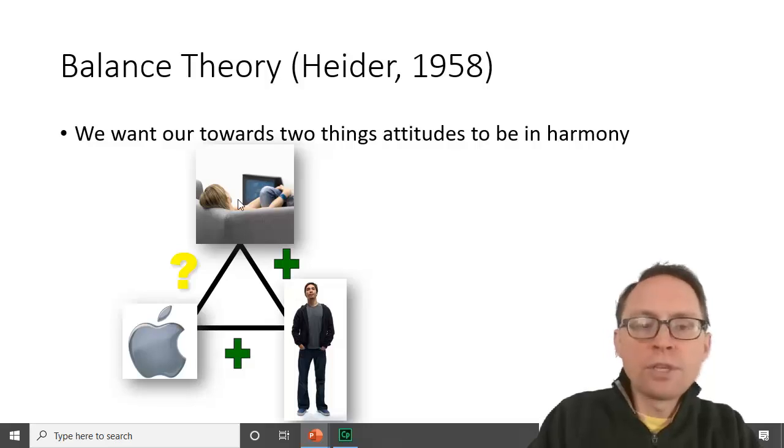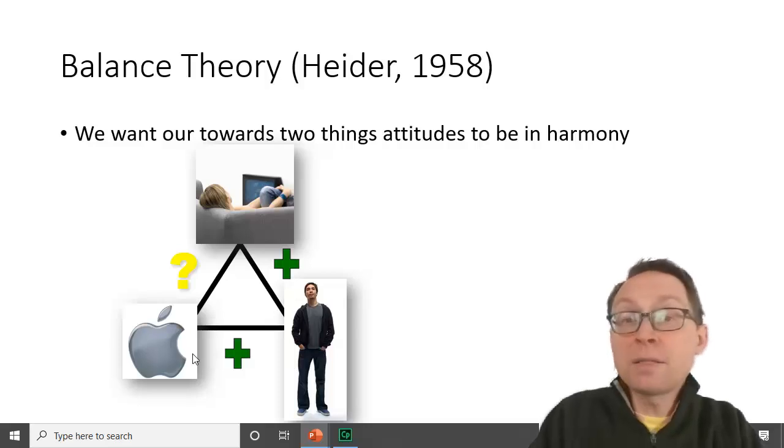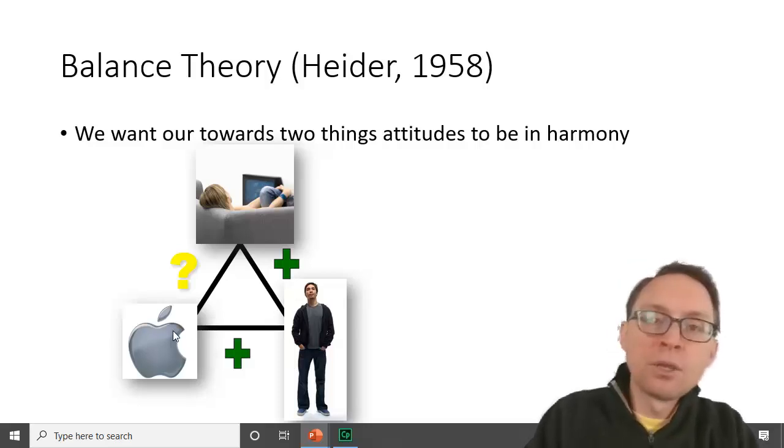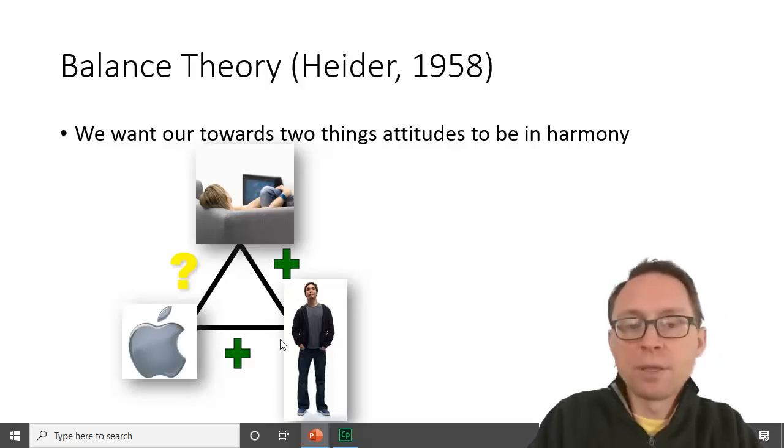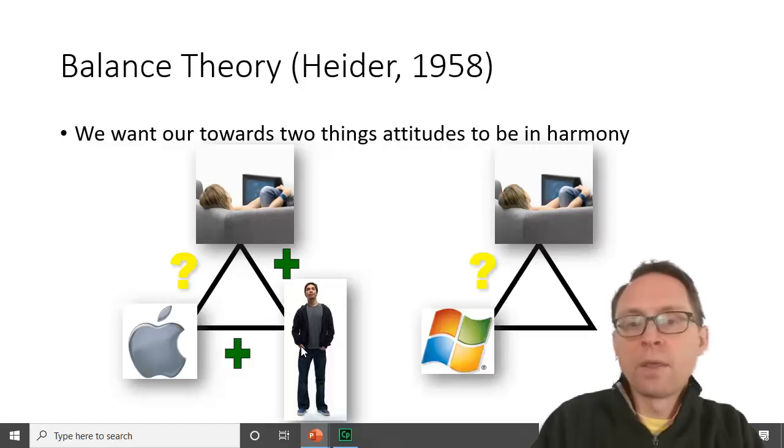So I'm watching this commercial. I don't know anything about Macs, right? So I don't know if I like them or dislike them. That's why there's a question mark there. However, I see this dude here and he seems nice and I like him, and he likes Macs. So what would be balanced? It'd be balanced for me to like the Mac, even though I really don't have any other information except that I like this dude over here.